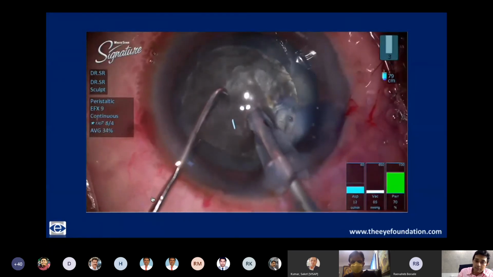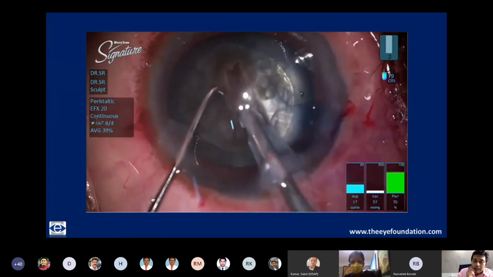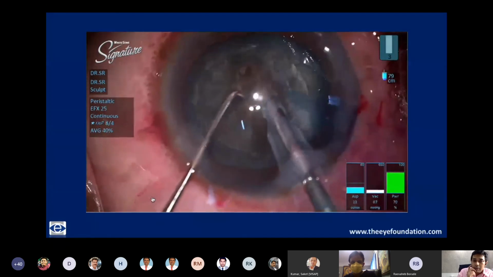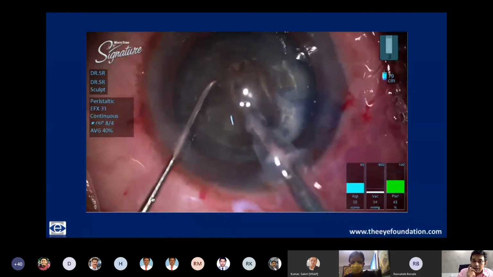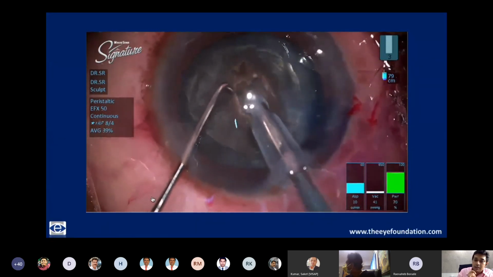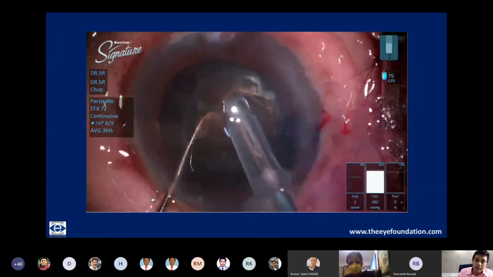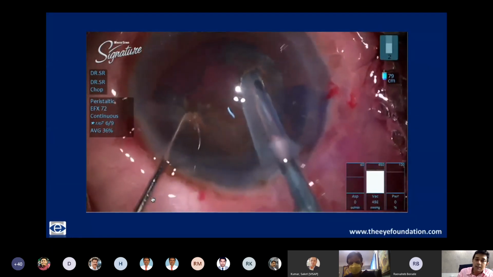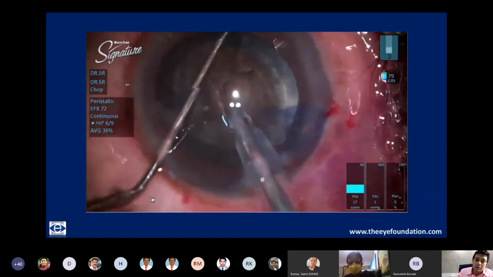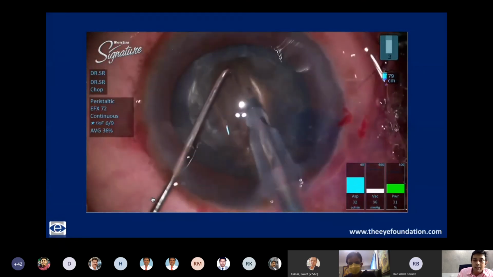Once the lens is very mobile, as you can see here, it's a black dense cataract. I don't generally increase my power beyond 70. I don't go up to 100 or anything. I just keep it at a max of 70. The bottle height, as you can see here, because of our OT setup, generally does not go beyond 70 or 75. After making that central crater, you can see here I'm making the direct central chop to ensure that it divides in the center, and then rotating it by 180 degrees.